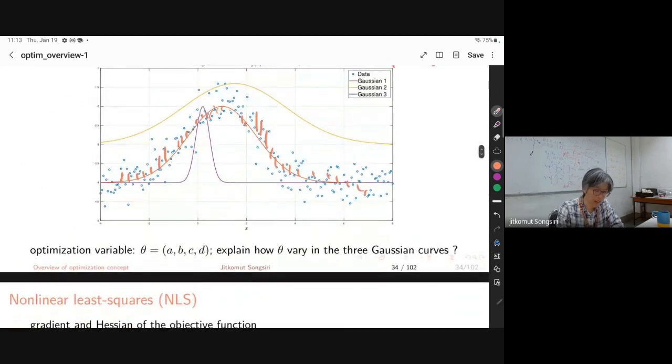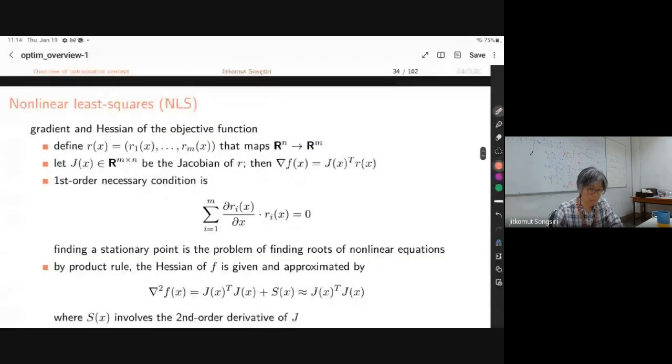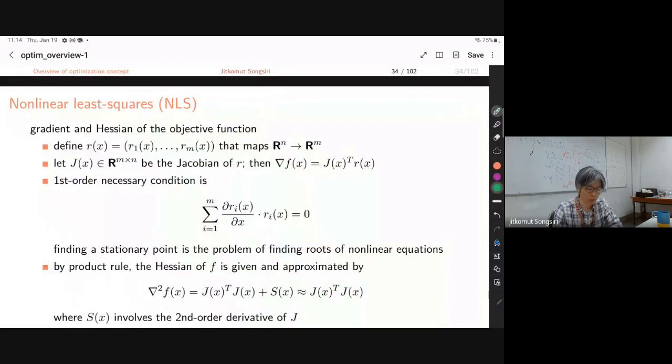So the question is, how can you pose it as an optimization? I want to end up with something like this, right? Nonlinear least square is a problem where you have a data point and you have a form of function.